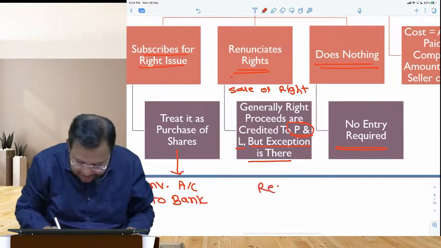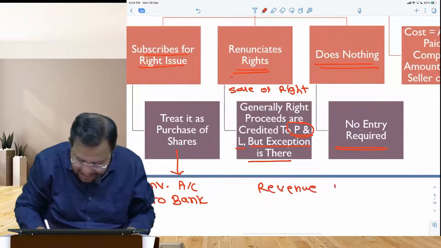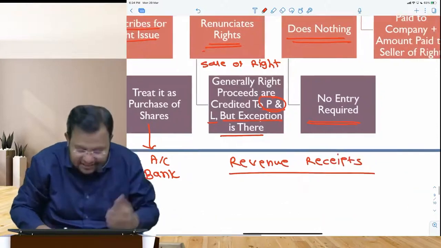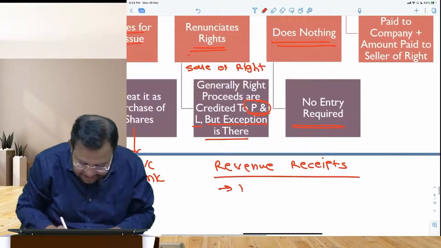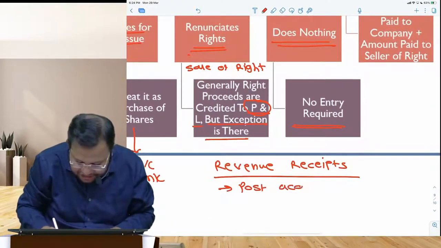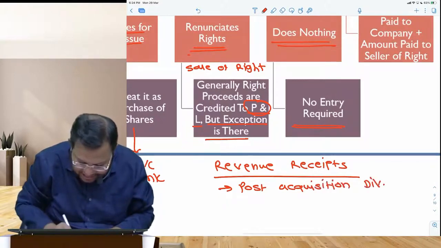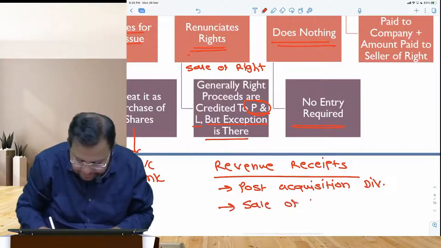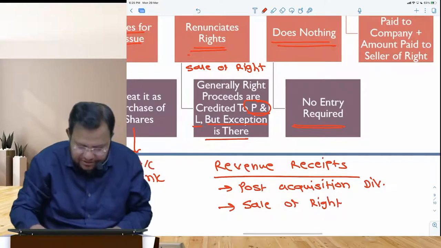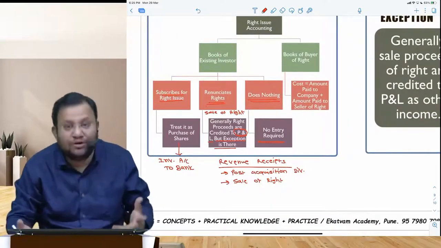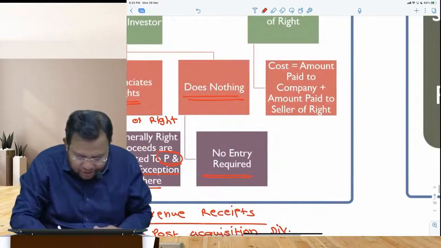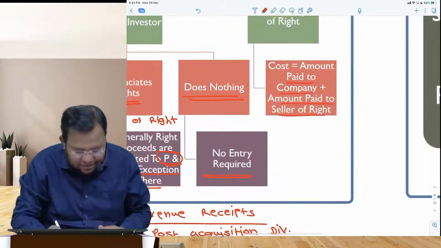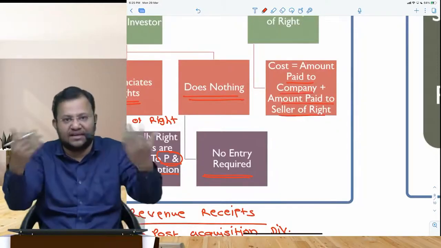So what are your revenue receipts? Your revenue receipts are dividend. Which dividend is credited to P&L? Revenue receipts are credited to P&L. So revenue receipts are post acquisition dividend, and revenue receipts include sale of a right. So in the books of the buyer who buys the right, the amount paid to the company as well as amount paid to the seller of right, both of them put together is his cost.